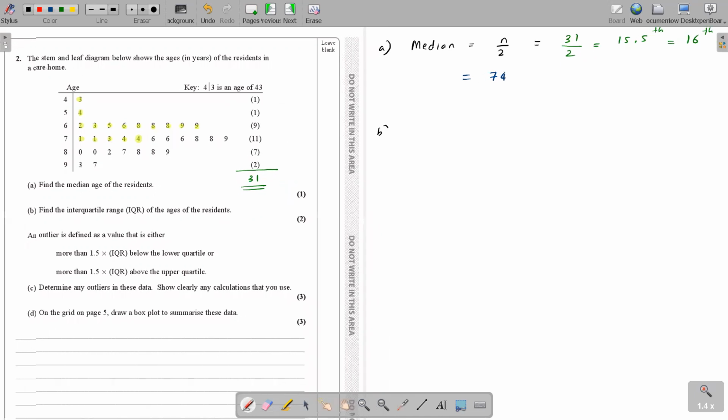Find the interquartile range. Same story. Interquartile range. So we'll get Q3. Q3 is 3n divided by 4. So 3 times how much is n? We know there are 31 data points. 3n divided by 4. How much is it?